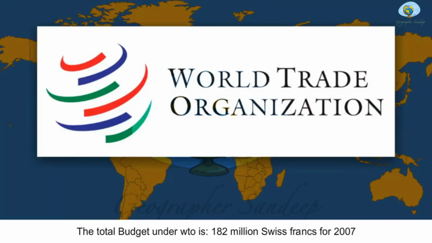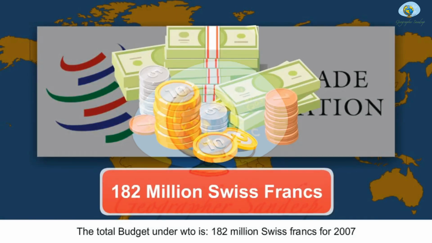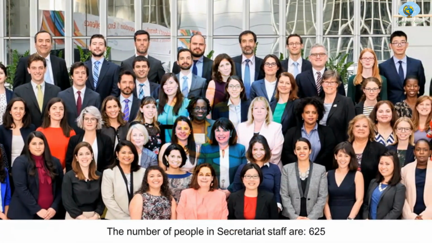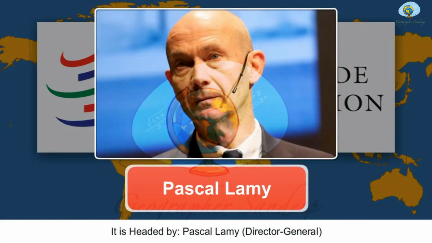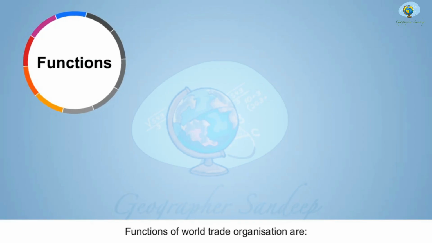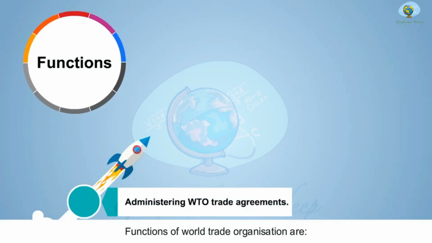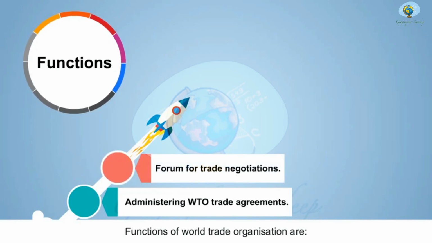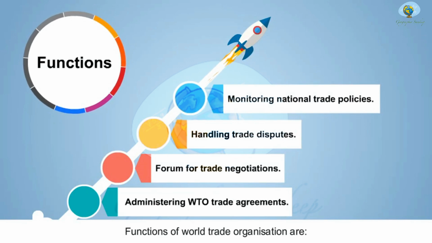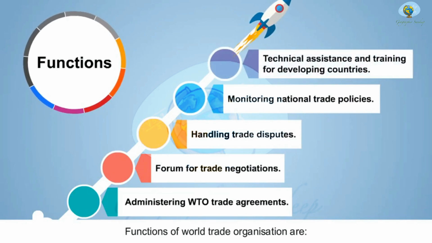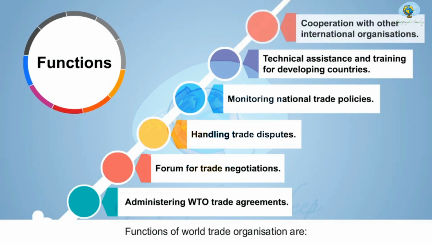The total budget under WTO is 182 million Swiss francs for 2007. The number of people in the Secretariat staff is 625. It is headed by Pascal Lamy, Director General. Functions of the World Trade Organization are administering WTO trade agreements, forum for trade negotiations, handling trade disputes, monitoring national trade policies, technical assistance and training for developing countries, and cooperation with other international organizations.